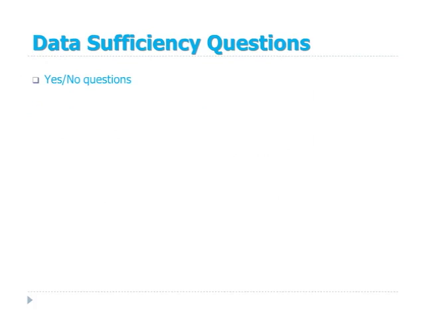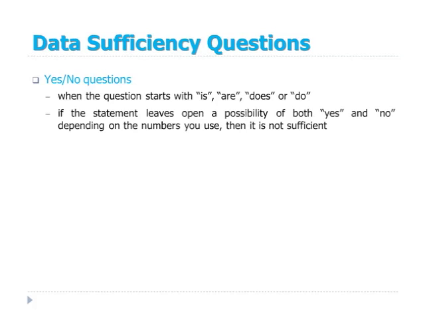Now let's talk about yes/no questions. When a data sufficiency question starts with is, are, does, do, this is a yes/no question. This type of question may seem a little tricky since you have to determine whether either of the statements or both of them combined are sufficient to prove that yes or no answer. If the statement leaves open a possibility of both yes and no, depending on the numbers you use, then it is not sufficient. Examples of such questions: is x an integer? Is A greater than B? Is Jessica older than Sarah?